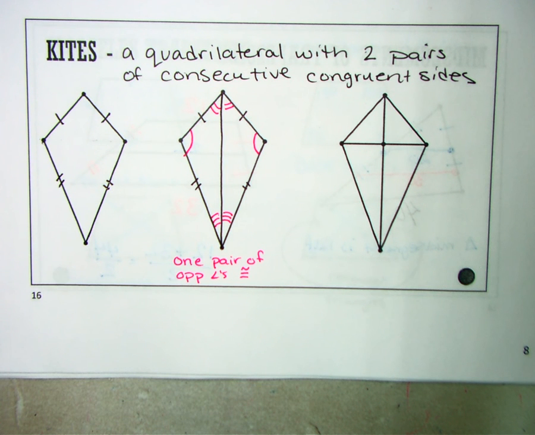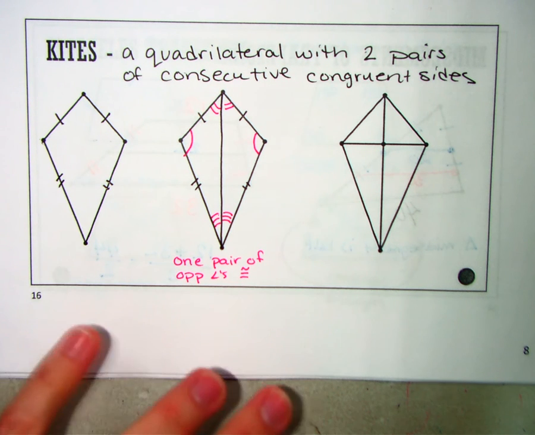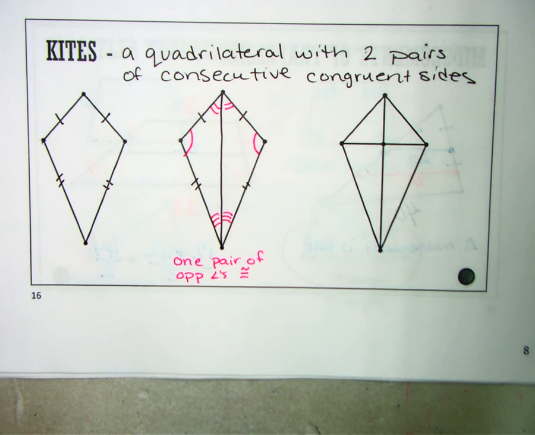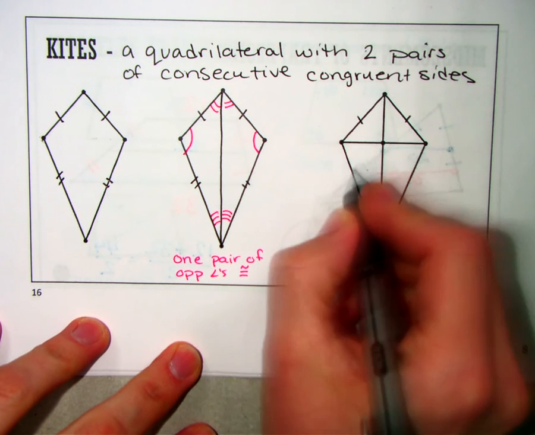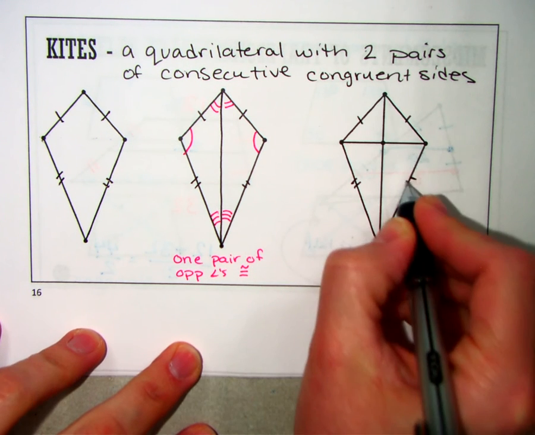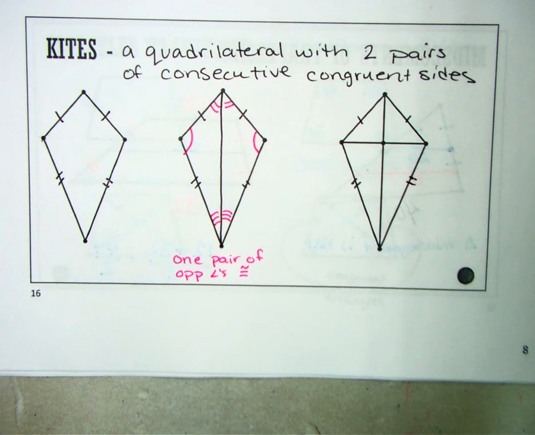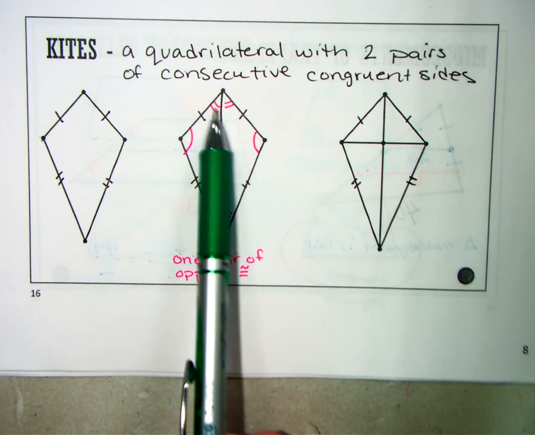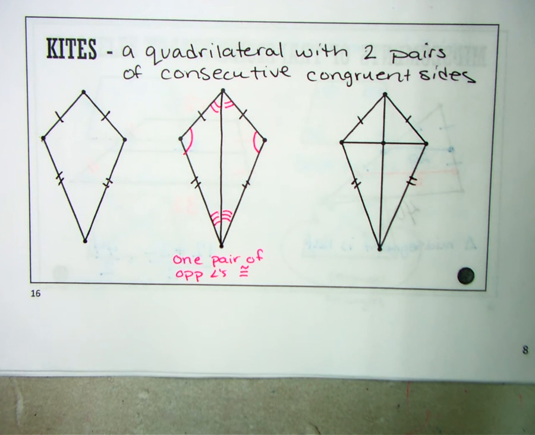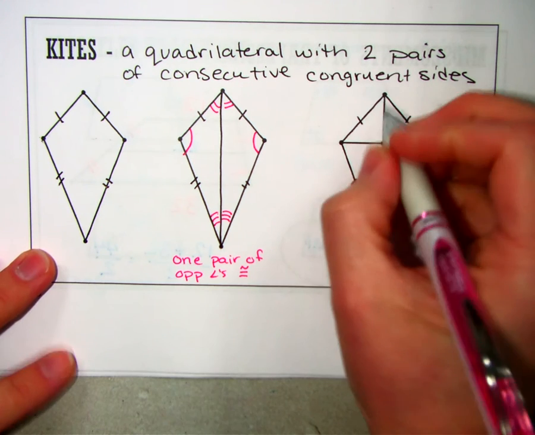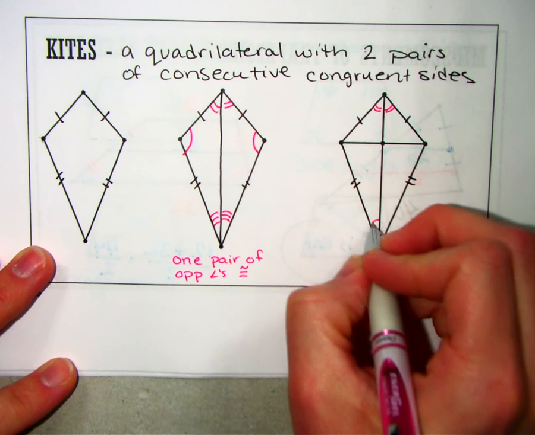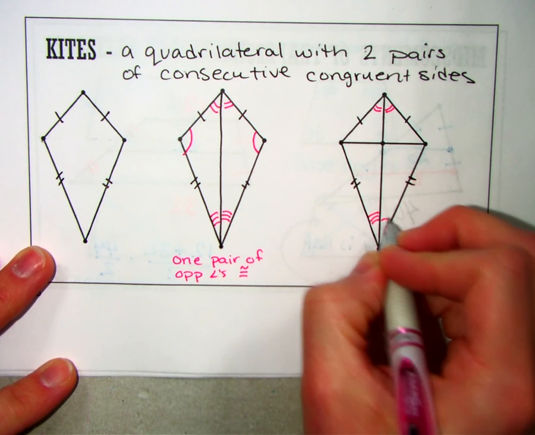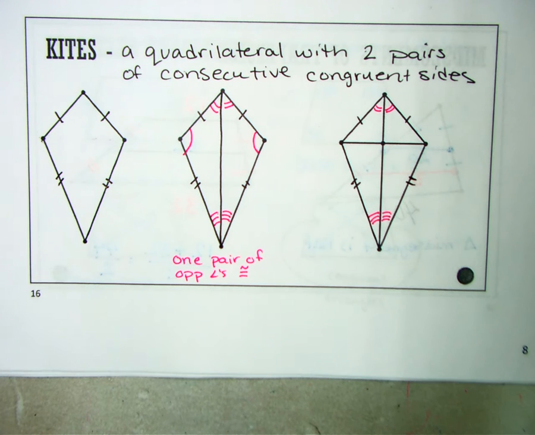Okay, so I'm going to mark everything I already know. I already know by the definition this and this and this and this. I knew that by the definition. By what I just drew here with these angle markings, I know this angle is congruent to this angle, and I know this one is congruent to that one.